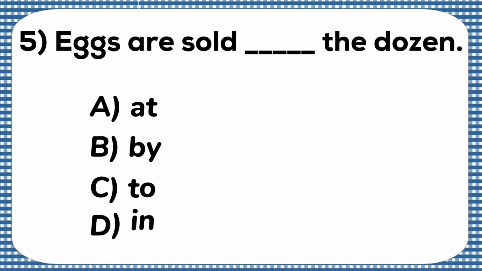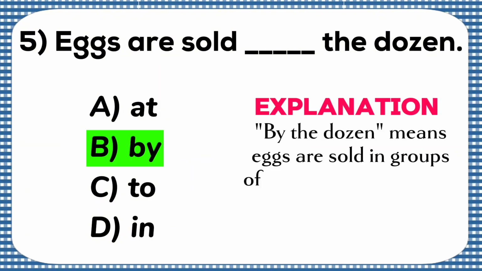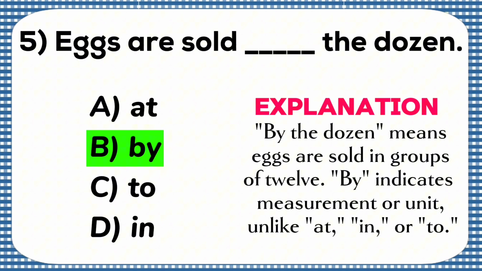Eggs are sold dash the dozen. The right answer is option B, by. Explanation: by the dozen means eggs are sold in groups of 12. By indicates measurement or unit, unlike at, in or to.